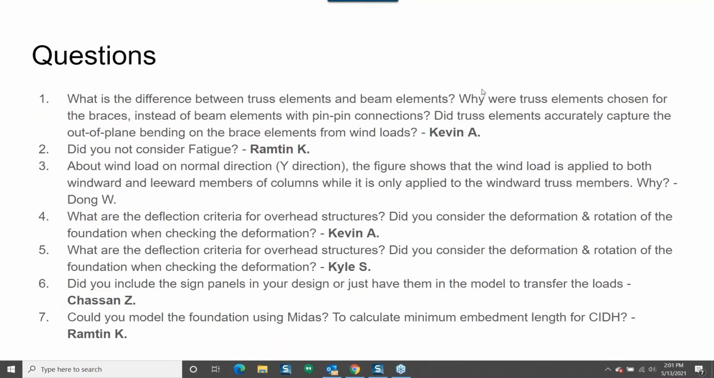The first question is, what is the difference between truss elements and beam elements? And why were truss elements chosen for the braces instead of beam elements with pin-pin connections? Did truss elements accurately capture the out-of-plane bending on the brace elements from the wind loads? That is from Kevin A.